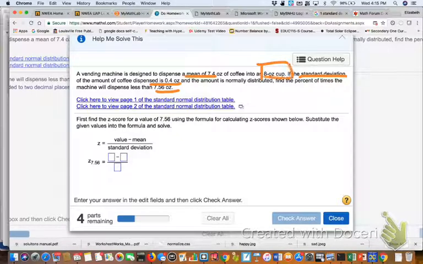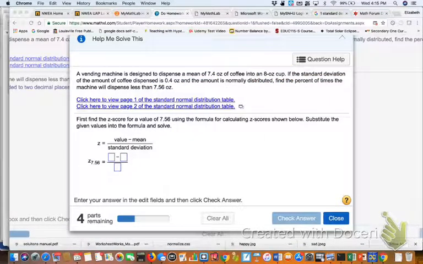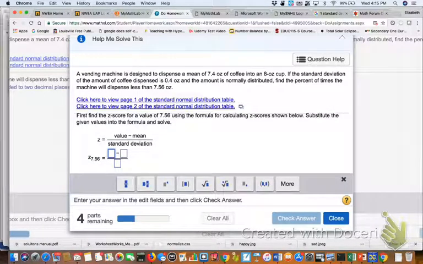Again, there's that 8-ounce cup that's a distractor. We don't need that. So you can take this information and actually substitute it in these little boxes to help you, and it checks your steps as you go, which is pretty cool in case you haven't ever used it. So the value that we're using this time is 7.56 ounces because the question is asking, find the percent of times the machine will dispense less than 7.56 ounces. So 7.56 goes in the value. Mean goes in 7.4. And of course, the standard deviation that was given to me is 0.4.